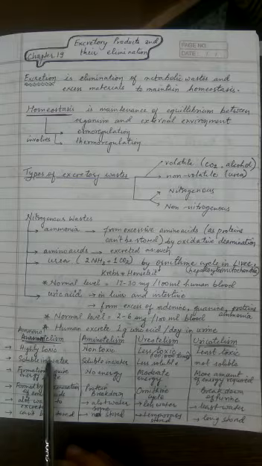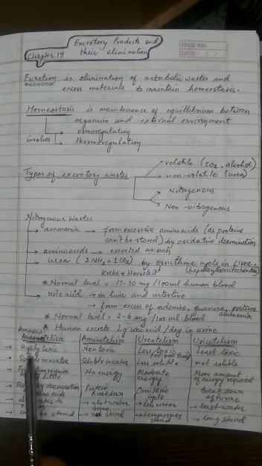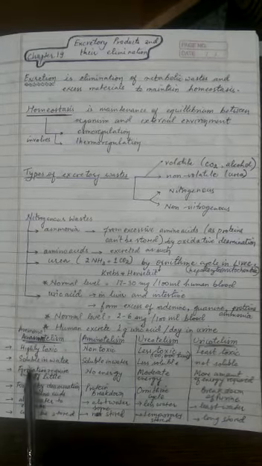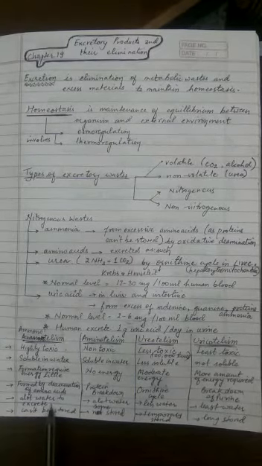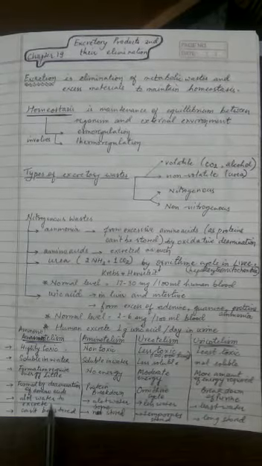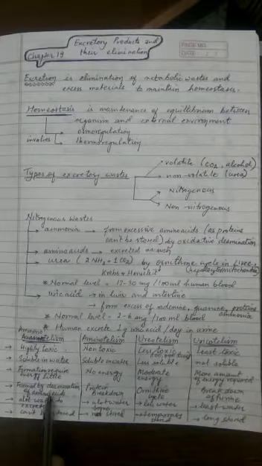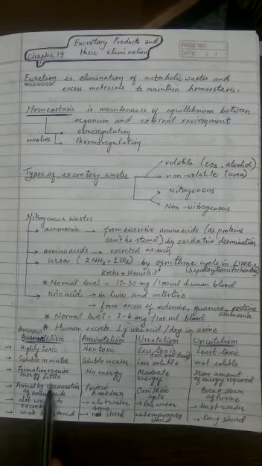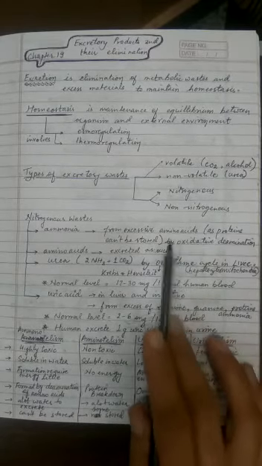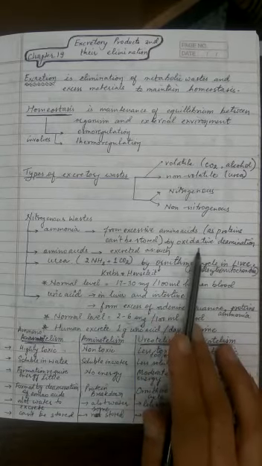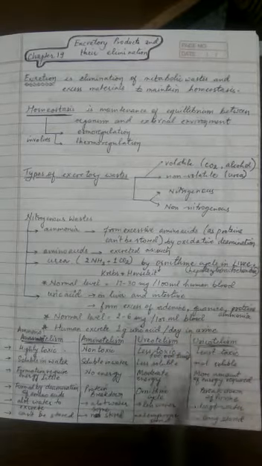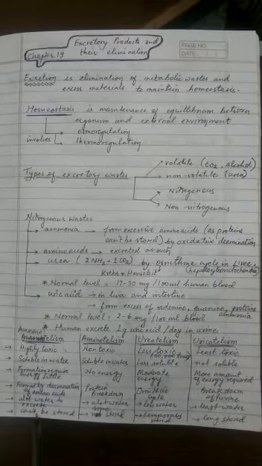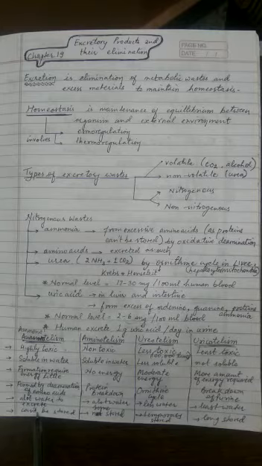Now let's compare this also. Ammonotelism: because ammonia is highly toxic and highly soluble in water, it needs a lot of water to be excreted. That's why water availability should not be scarce, it should be abundantly available. And remember that very little energy is required in this conversion of amino acid into ammonia. Very little energy is required in these two steps of oxidation and deamination. And remember that ammonia cannot be stored in the body.